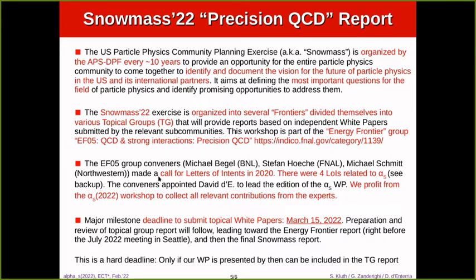The conveners of this group made a call of letters of intent in 2020 for documents to be incorporated into a topical report on precision QCD, and there were 4 letters of intent related to Alpha S, and I was asked to collect all these letters of intent and provide a dedicated white paper. Together with Julia and Stefan, we were already planning to organize this workshop. So we decided to meet, not just to present the current state of the art, but also to write this document together as a community. The hard deadline is March 15, so in one month and a half. If we do not submit by then we are out. That's really a hard deadline.